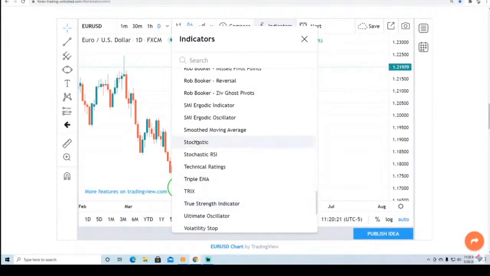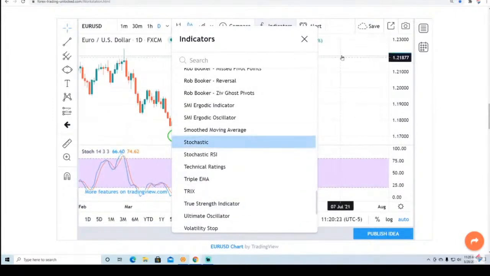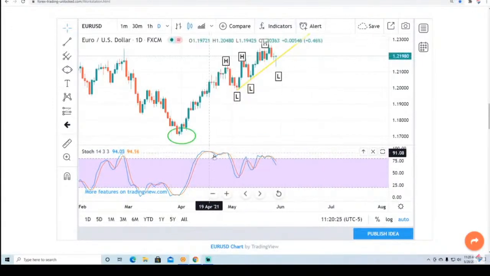One of them would be a stochastic. Okay, so the stochastic here is an overbought, oversold indicator. As you can see here, when it's in this lower range, that's when it starts to come into a buying zone. Now, when it gets into the upper part here, that's when you're looking for a selling indicator.